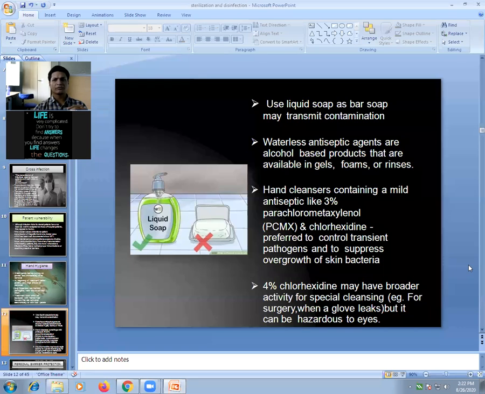Use liquid soap as bar soap may transmit contamination. Waterless antiseptic agents are alcohol-based products available in gels, foams, and rinses. Nowadays, you people might be using it in the form of sanitizers. Hand cleansers containing mild antiseptics like 3% PCMX, that is parachlorometaxylenol, and chlorhexidine.